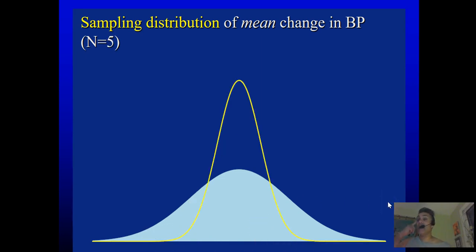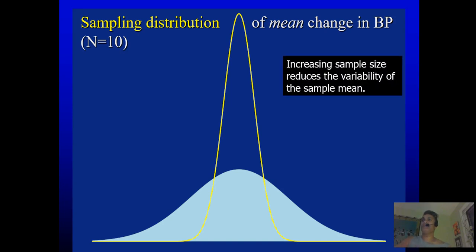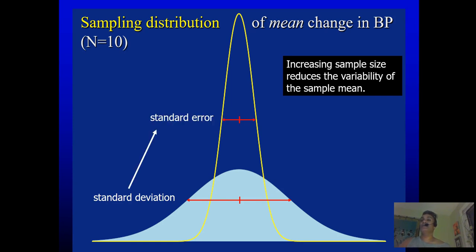If I take 5, it gets even tighter still. 5 people at a time. If I take 10 people, you see the point. You see where I'm going with this, right? The more people, the tighter the distribution. In other words, sample size affects the width of my distribution. Increasing the sample size reduces the variability of the mean of the sampling distribution. So my standard deviation has, in fact, shrunk. We call that a standard error.